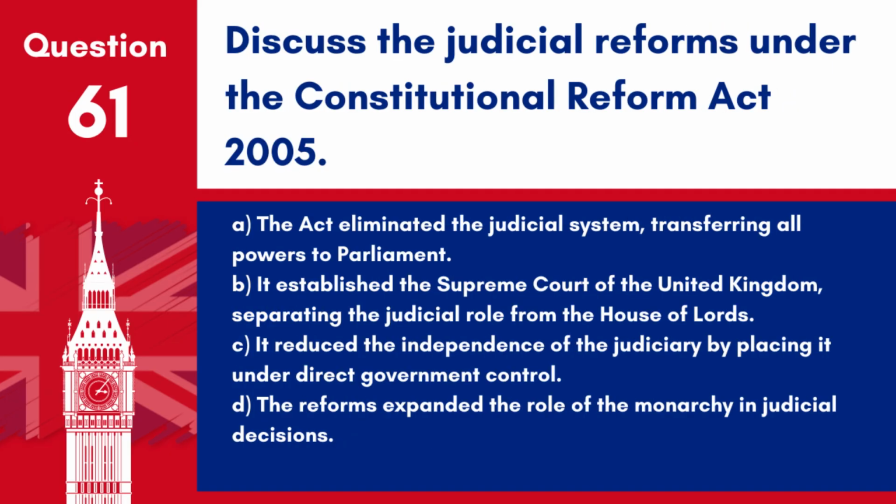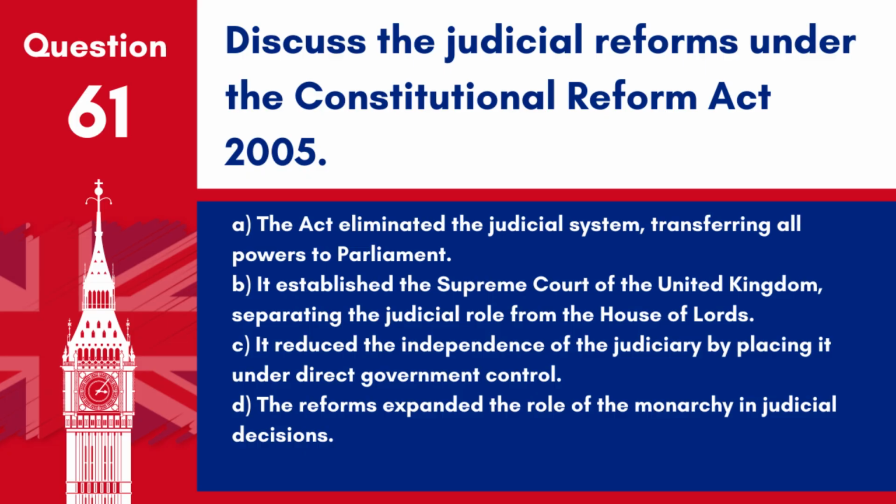Question 61. Discuss the judicial reforms under the Constitutional Reform Act 2005. A. The Act eliminated the judicial system, transferring all powers to Parliament. B. It established the Supreme Court of the United Kingdom, separating the judicial role from the House of Lords. C. It reduced the independence of the judiciary by placing it under direct government control. D. The reforms expanded the role of the monarchy in judicial decisions.